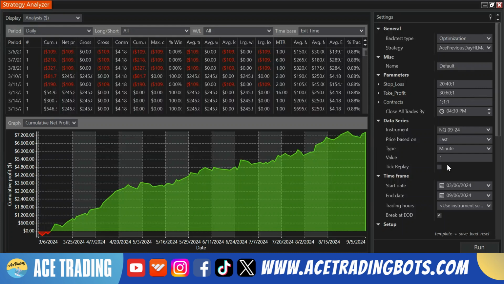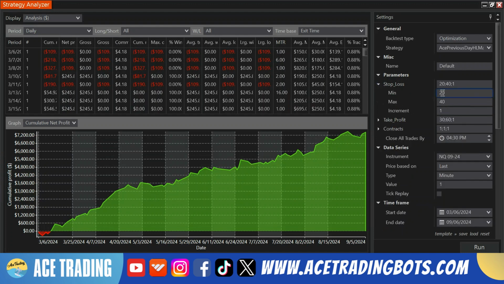Okay, so with this particular bot, I've spoken to you about having a balanced ratio, but trying to tip the balance in your favor. And what I mean by that is, you can see here I'm using stop loss values of minimum 20 to 40.